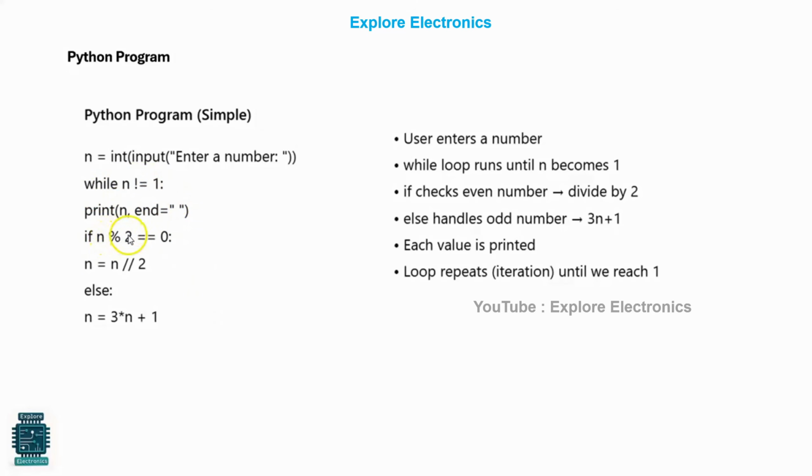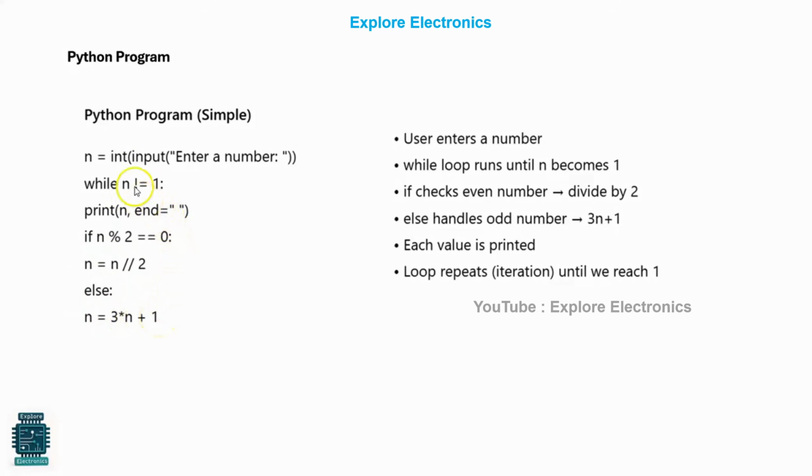If n modulus of 2 equal to 0, which means here if checks the even number and divides by 2. Here it will check the even number. If it is even, it will divide by 2. Clear? Here it will check whether it is even. If it is even, then it will do this procedure. Else it will do n is equal to 3 into n plus 1.